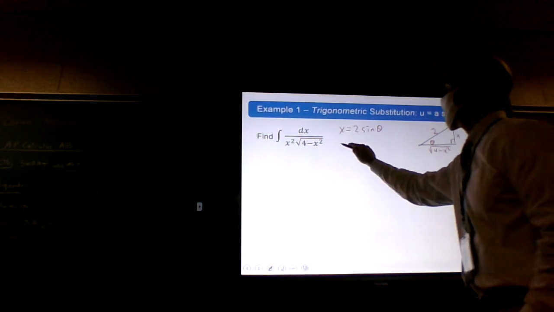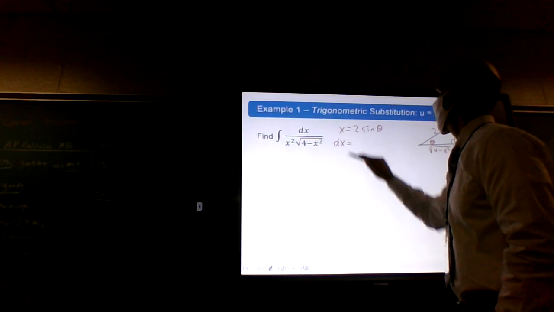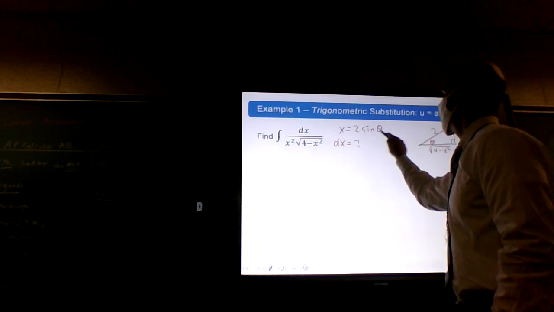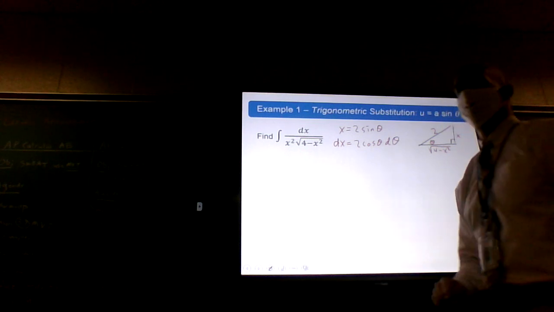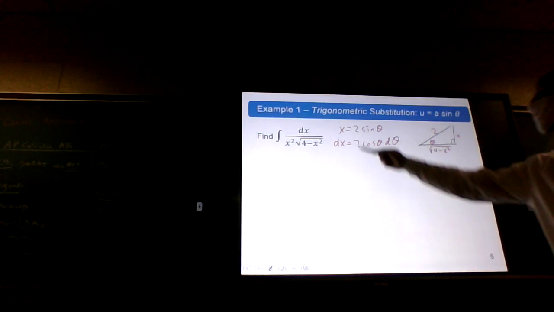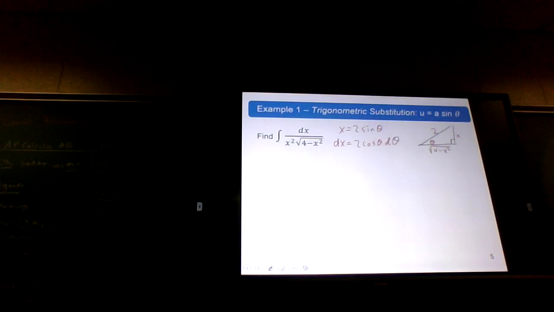Now, if this is x, what would be dx? Well, it'd be 2 cosine theta, and then don't forget the d theta. It's just like we're doing u-substitution. And again, I could have used u here, but I'm just going to use x. It's just easier for me.